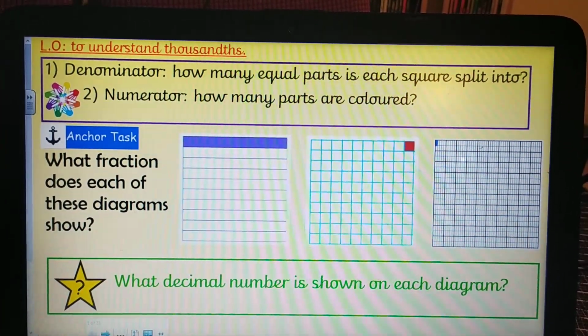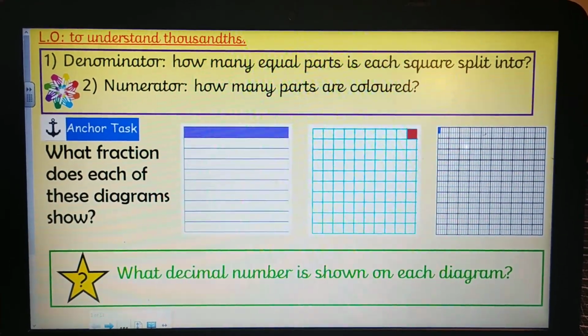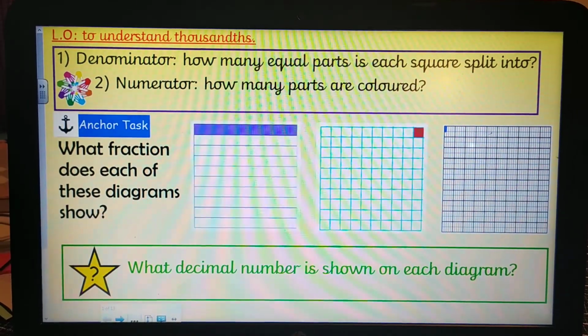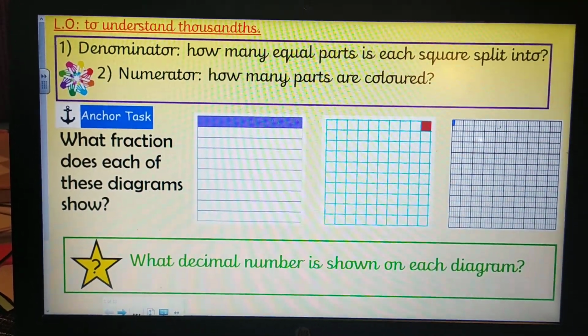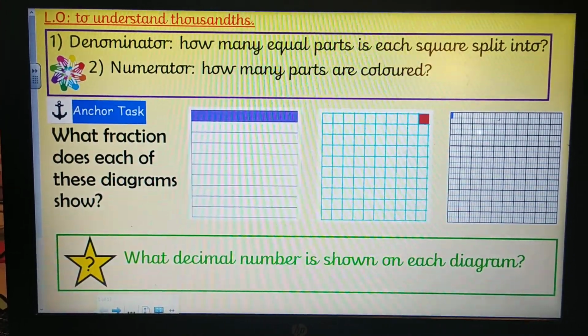Everyone, so this is our video for the anchor task in lesson 2 of our decimal work. If you haven't had a go yet, just pause the video and have a go for a few minutes on your own. So it says, what fraction does each of these diagrams show? And we've got 3 different diagrams to have a look at.